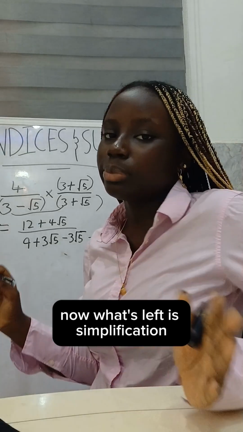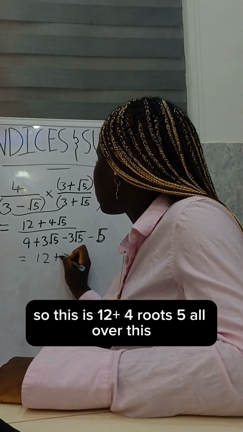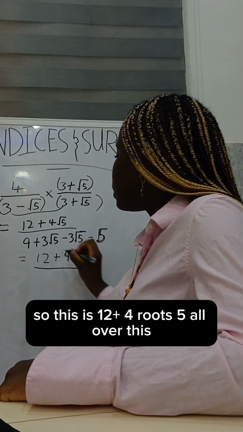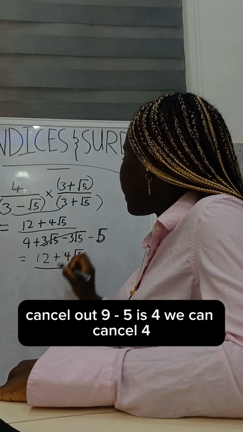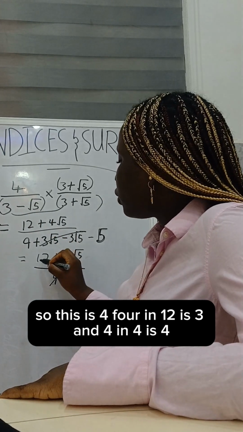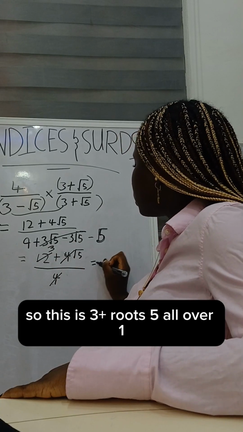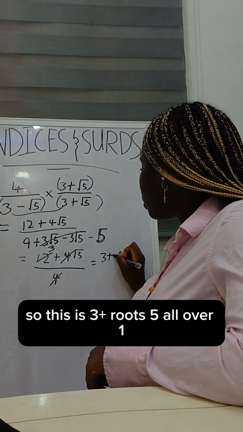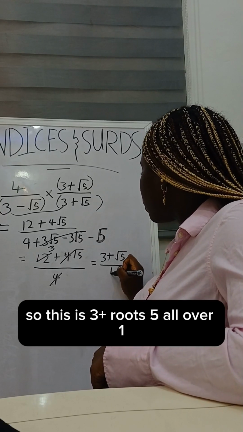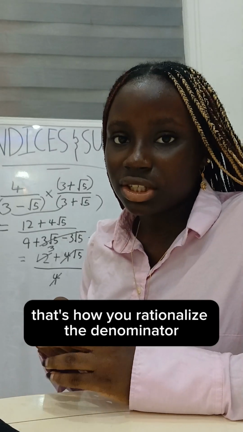Now, what's left is simplification. So this is 12 plus 4 root 5 all over, these cancel out, 9 minus 5 is 4. We can cancel 4. 4 in 12 is 3. And 4 in 4 is 1. So this is 3 plus root 5 all over 1. So this is 3 plus root 5. That's how you must rationalize the denominator.